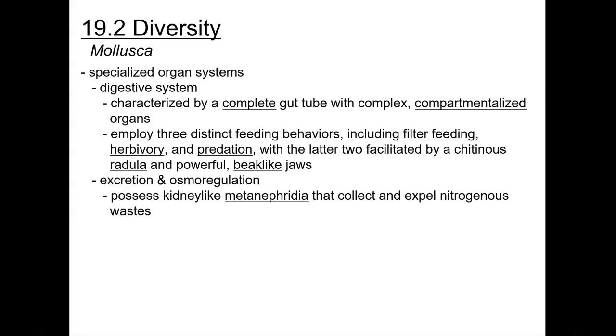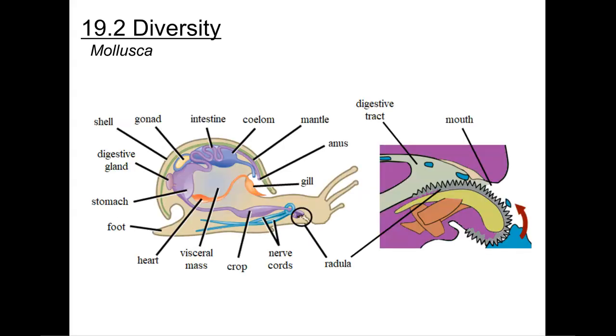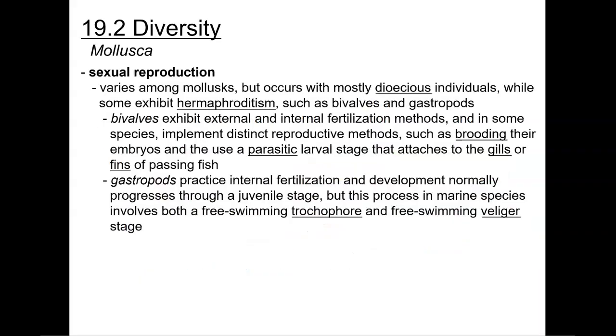So if you ever get a chance to dissect a squid or an octopus, they actually have a beak inside. The squid's the best because you can actually go in and pull that beak out. Excretion and osmoregulation is going to possess kidney-like metanephridia that's going to collect and expel nitrogenous waste. And so here, looking at that mollusk again.